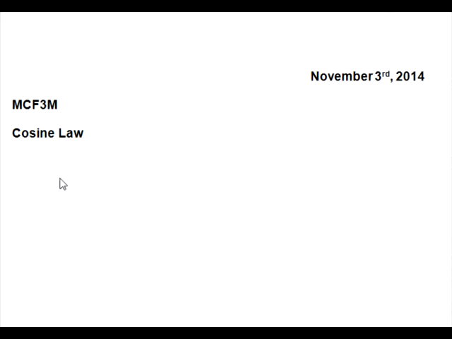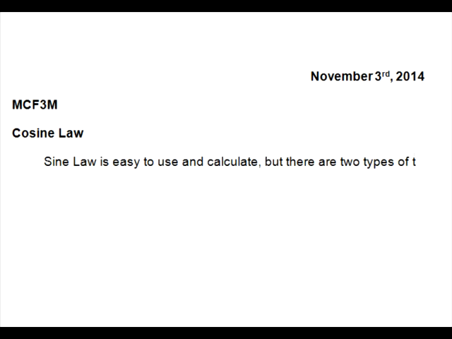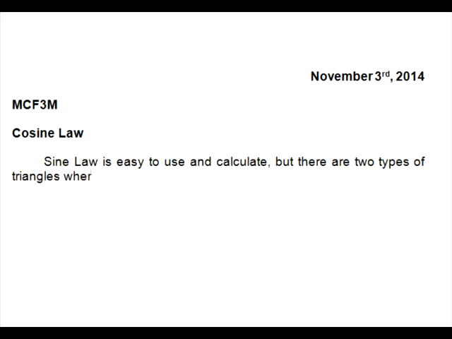Alright, so cosine law. Sine law is easy to use and calculate, but there are two types of triangles where it is impossible to solve using sine law. When I was in high school, I liked sine law. It was very easy. We had sine A over A equals sine B over B. There are, in fact, two triangles that can't be solved that way.